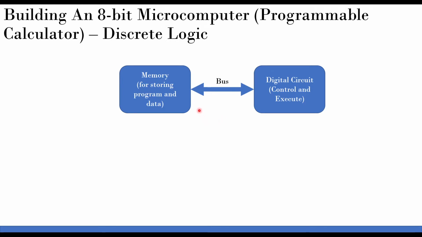Okay, we will discuss these aspects in greater detail at a later point, but at this point you just need to understand that this is the very high level architectural overview of a microprocessor or microcomputer system, where you have a memory, you have a digital circuitry, and they are interconnected using buses. Okay, and now this is on the hardware side of it.